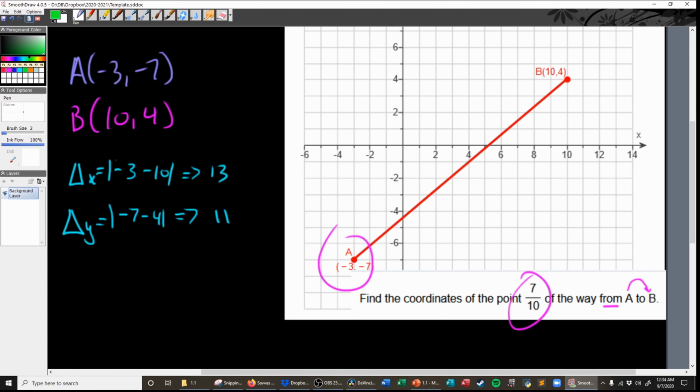So we're going to do 7/10 of 13 and 7/10 of 11. This is going to give me 7.7, and 13 times 7 is 91, so 9.1.